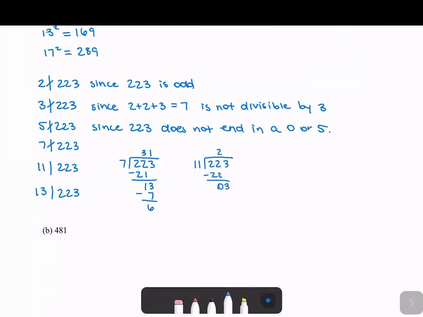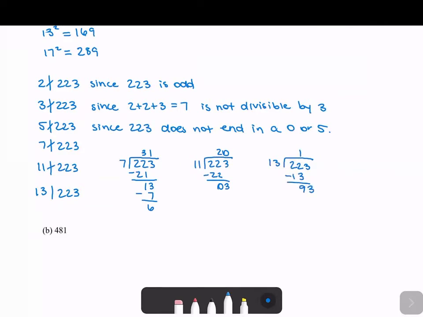With 0 left over, so this is 0, and then we have this remainder of 3. So because we have a remainder, 11 does not divide 223. And lastly, when we divide by 13, 13 goes into 22 once, with 9 left over.